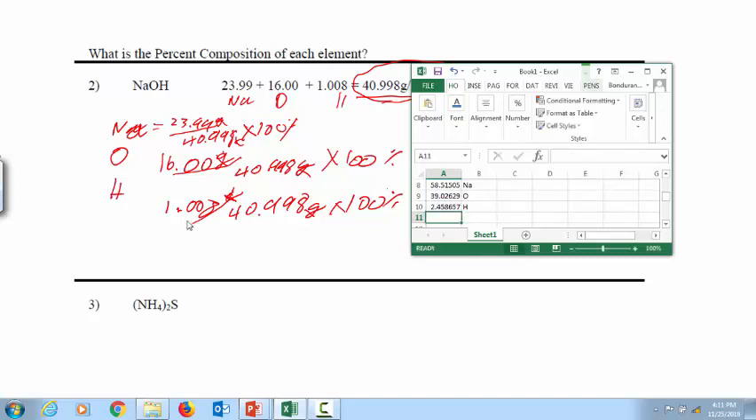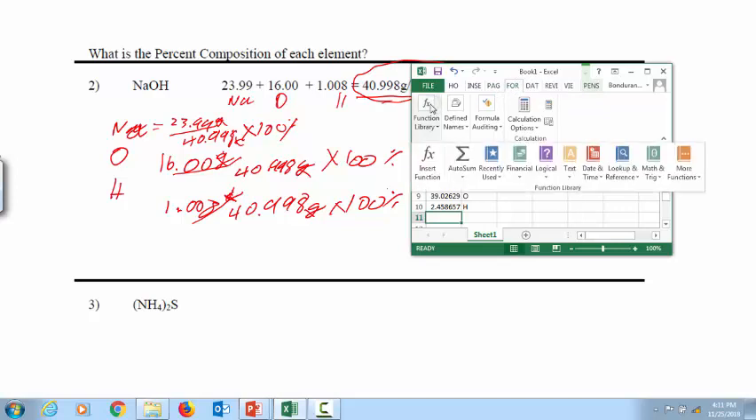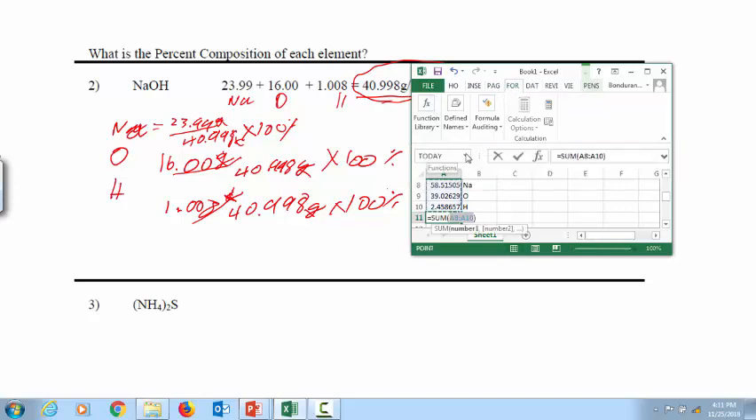The reason I separated this out a bit is now I can just do formula auto sum, and you can see that it adds up to 100, which checks out. Of course, hydrogen being the lightest has the smallest amount, sodium being the heaviest, the largest amount, oxygen in between. It makes sense. Now, let's go and do another one.